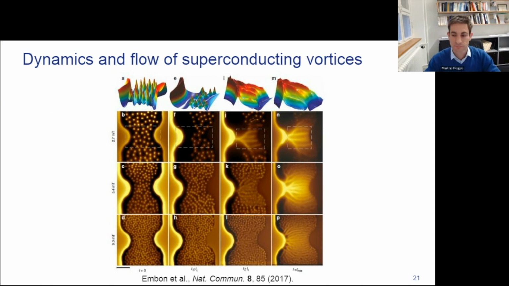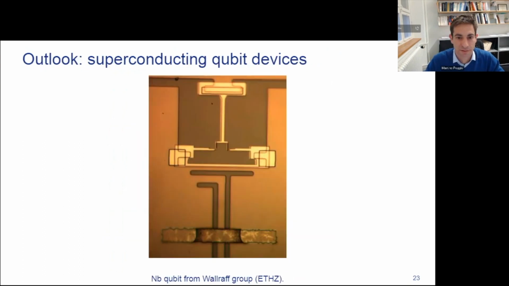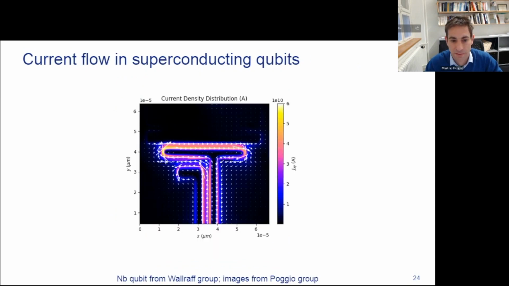Mm-hmm. So I've got another question for you to do with your slide 24 and the imaging of superconducting qubits. It's in two parts, so I'll ask them one after the other. Is the scanning SQUID method frequency dependent?